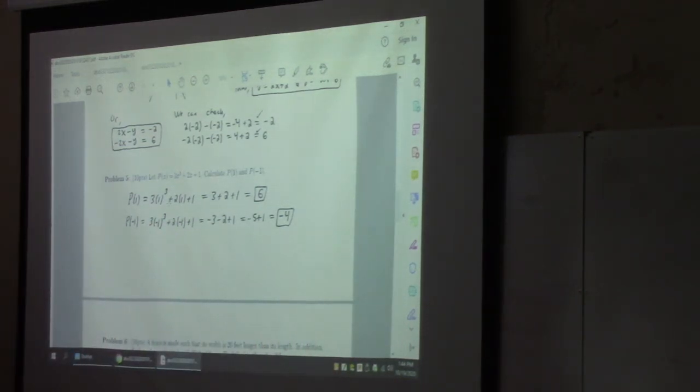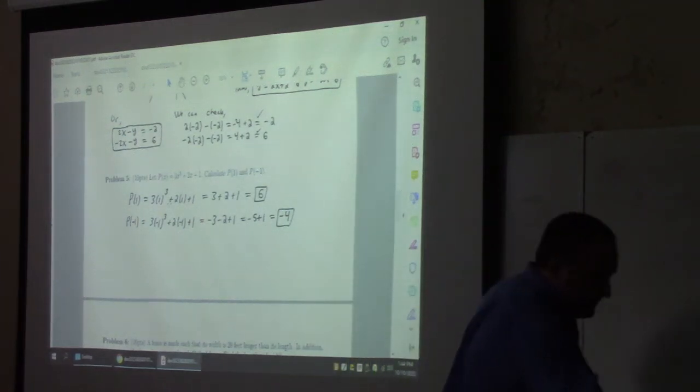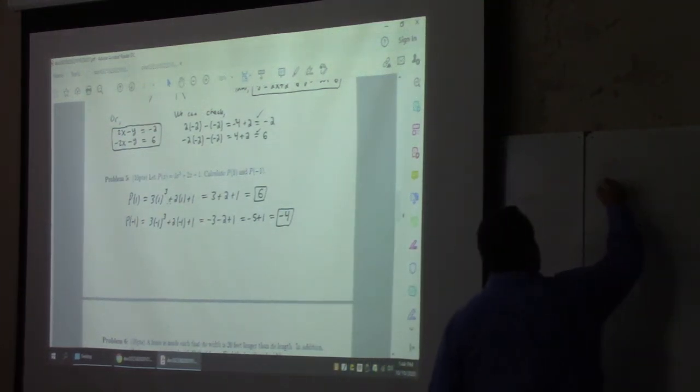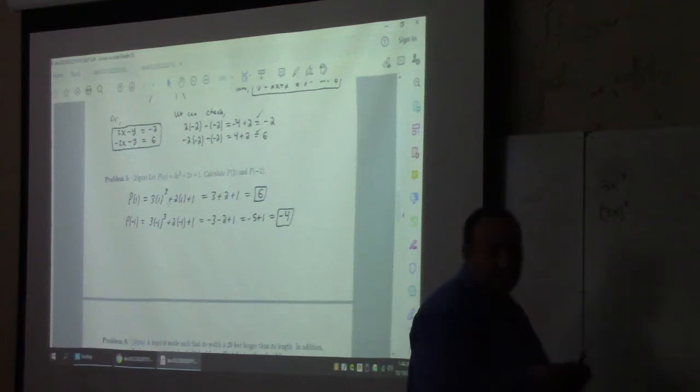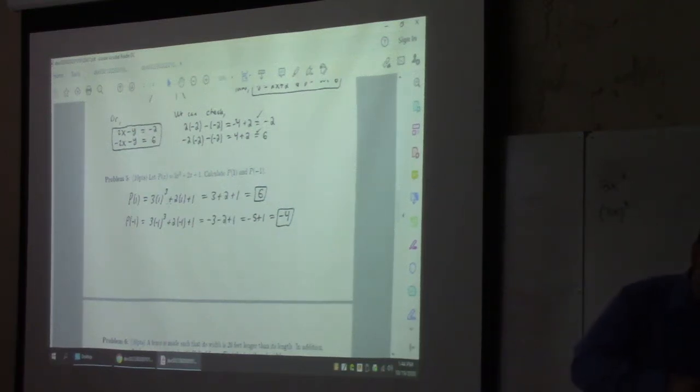Anyway, so p of 1, I plug in 1, I get 3 times 1 cubed plus 2 times 1 plus 1. Some people got this wrong because they somehow transferred the cube over to the 3. That's not the case here, though. It's 3 times 1 cubed, right? If I wanted (3x) cubed, that's a very different formula, right? Order of operations. 3x cubed is not the same as (3x) cubed. These are very different, all right? They're not equal.